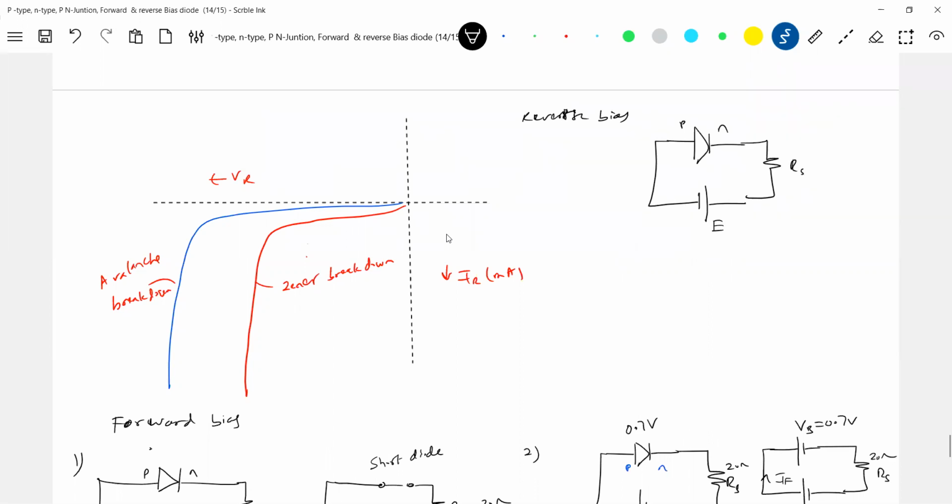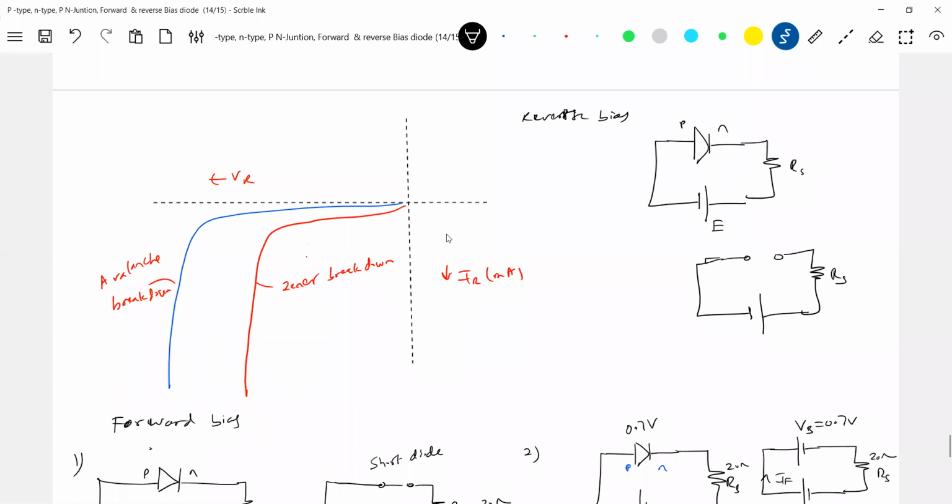Then what to do? Replace the diode with an open circuit. But a small current will flow. That current will be of what order? Not the breakdown current; we are not at breakdown. A small current will flow, and that will be the reverse saturation current. It will be of the order of 10 to the power of minus 10, minus 8. And that reverse saturation current is due to what?